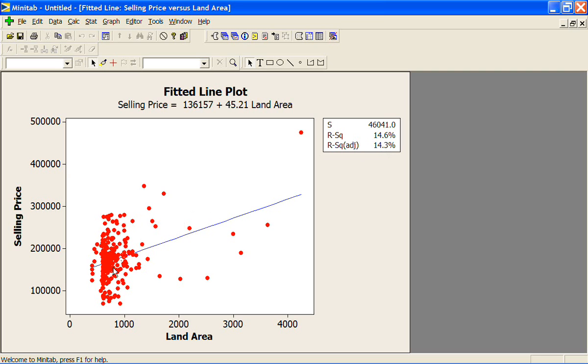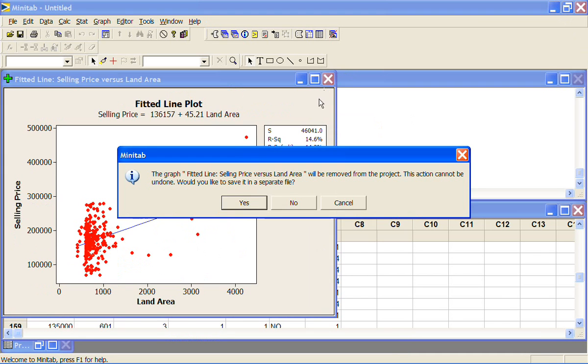There is a slight trend upwards for more expensive prices with the larger land areas, but there's a lot of variation here that doesn't seem to have anything to do with land area at all. So we can do a regression on this just to see if this slope here is significantly different from zero, or if it would be just as good to draw a line horizontally across and say it doesn't matter what land area is, your selling price is equally likely to lie anywhere. Okay, so I'll close that off.